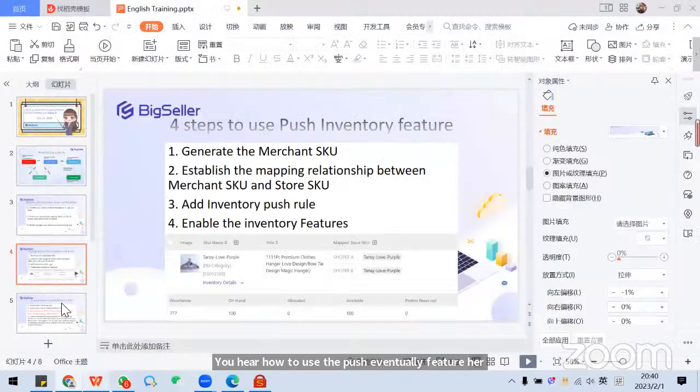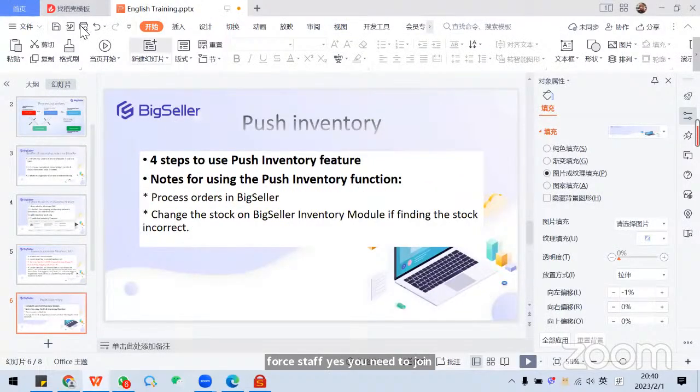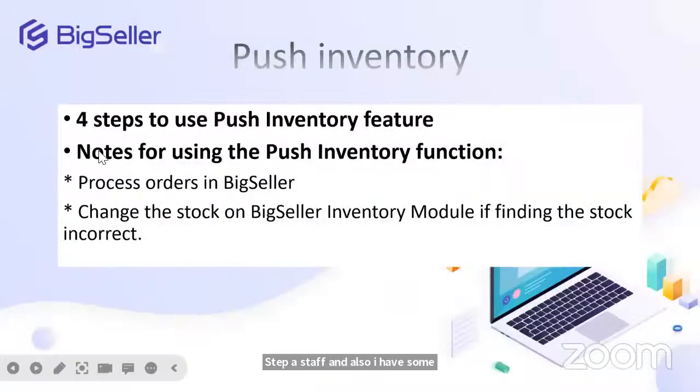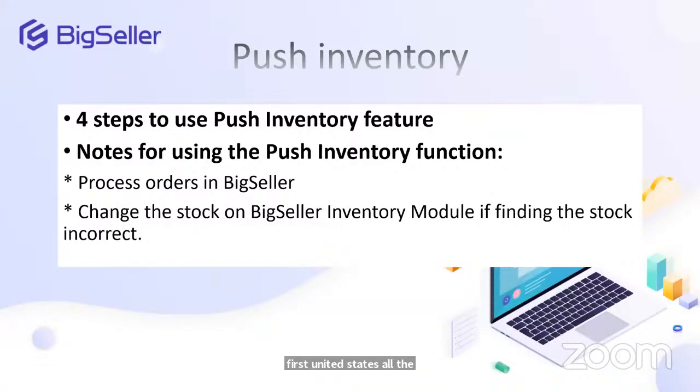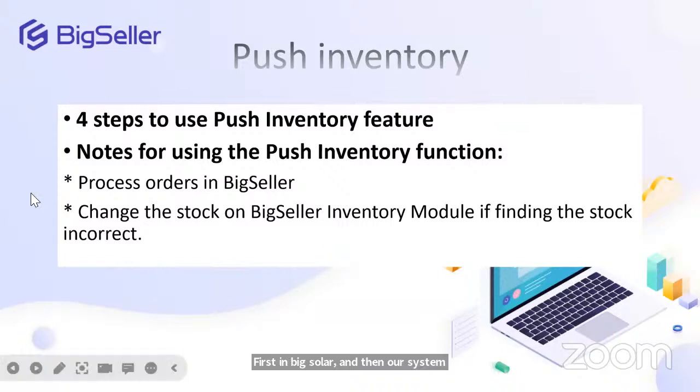And also I have some notes I want to share with you guys. Here are 2 notes. If you are using the push inventory feature, remember first, you need to process orders in Big Seller. And then our system will help you allocate inventory for new orders and will help you deduct the inventory for shipped orders. Remember to process orders in Big Seller.